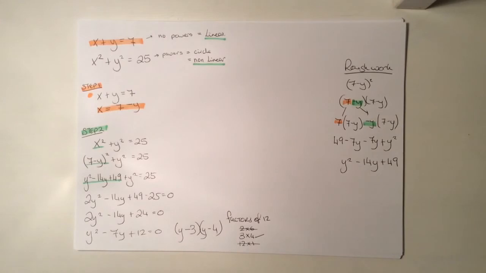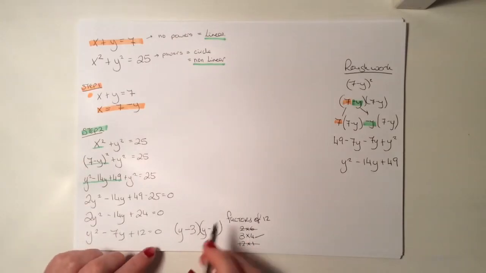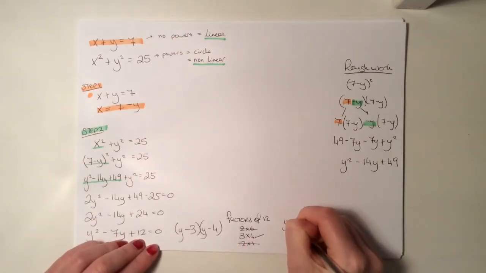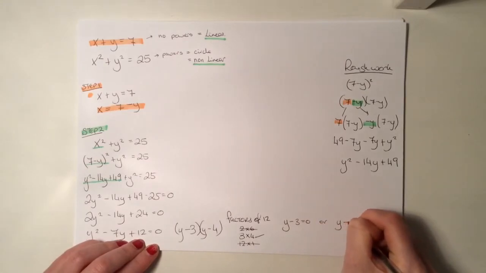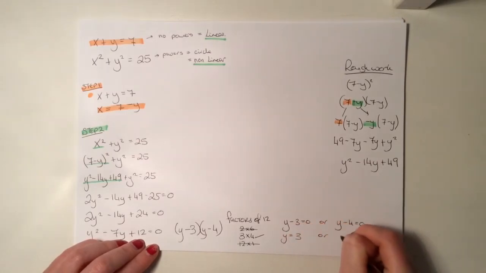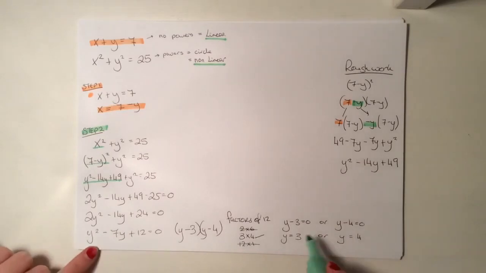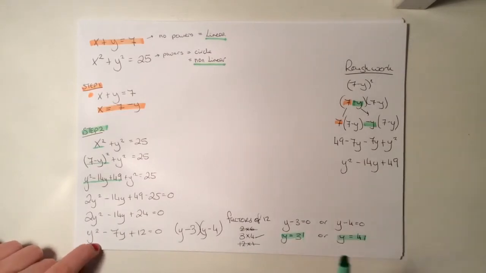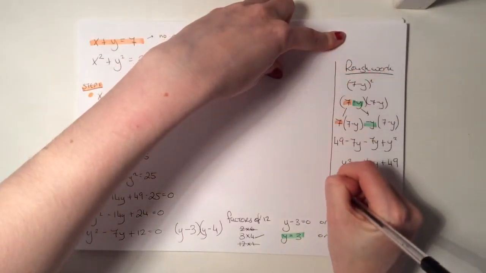Okay, so now solve for y here. Okay, so we've got y minus 3 equals 0, or y minus 4 equals 0. So y can be positive 3, or y can be positive 4. Right, we're nearly there. There's your y values. We need our x values to match. Okay, so that's our rough work.